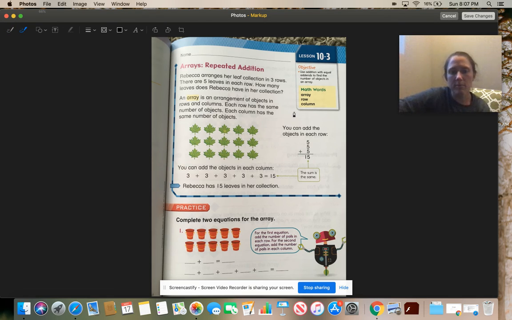Now, let's remember what row and column mean. A row is this going across. If I say row 1, you would think of the front row at school, or the middle row at school, or the back row at school. Rows go like this. Now columns, on the other hand, go up and down. Columns would go like this. A column goes up and down.